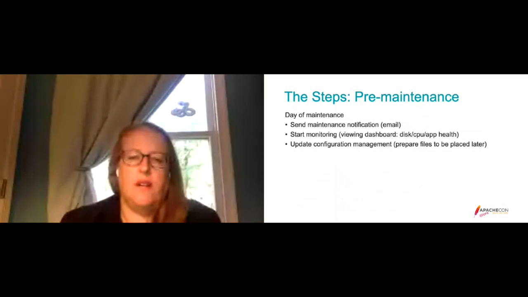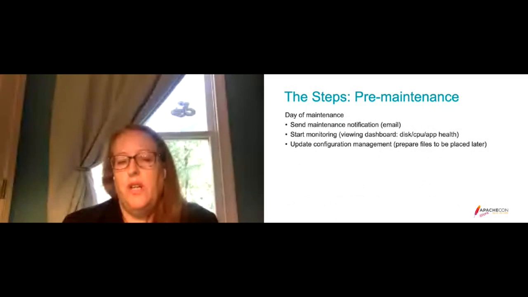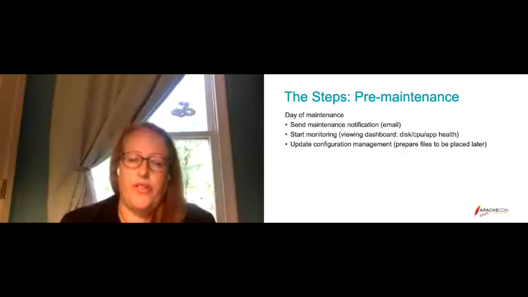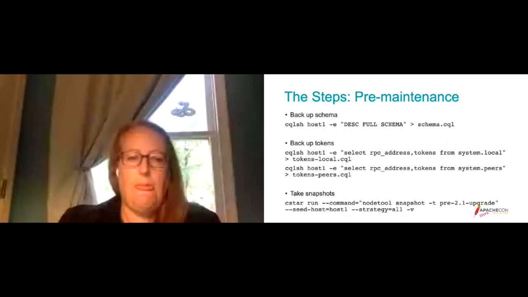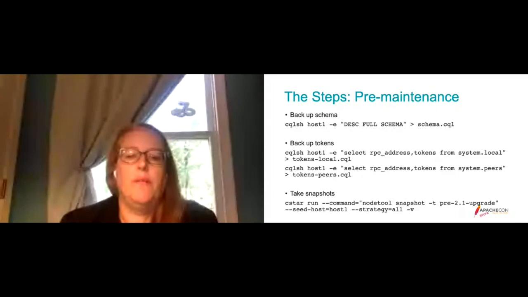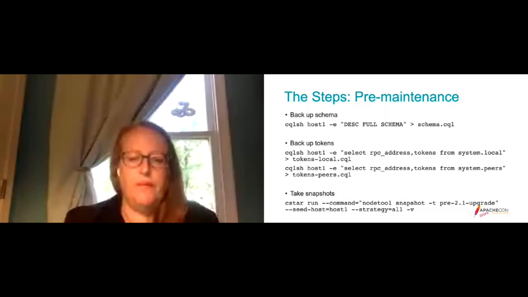And then the day of the maintenance, typical stuff: send the maintenance notification. We had the benefit of having a really nice dashboard that showed systems and application information. So we turned that on and then prepared the configuration files so that they were ready to apply via automation. Then we did some backups. These first ones we're not using cstar, but I've shown them anyways. We did those on a single host. And then we did use cstar to do the snapshots. I really like using cstar here because it was possible to do those snapshots across the entire cluster.